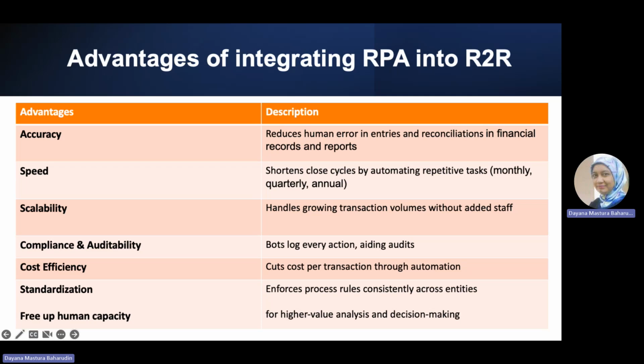Okay, now advantages of integrating RPA into R2R. So you imagine you already have the ERP, SAP or Oracle. I would say those are the most common ERP systems. Then you will have the RPA bots attached to the SAP system or the Oracle system. The RPA would be attached to that.